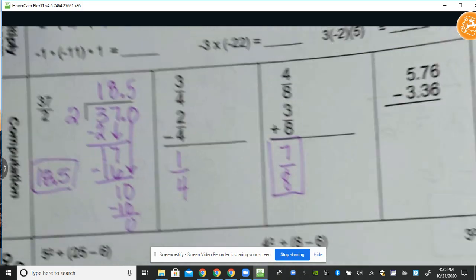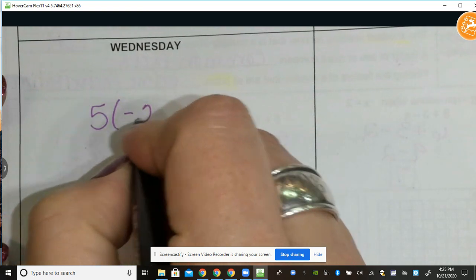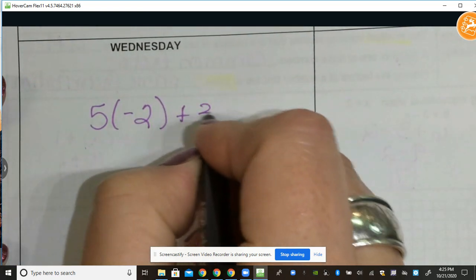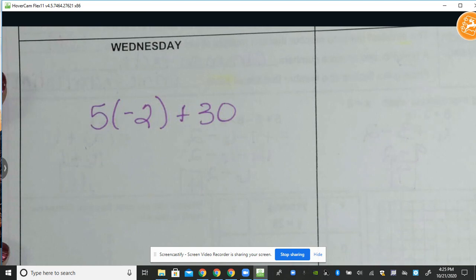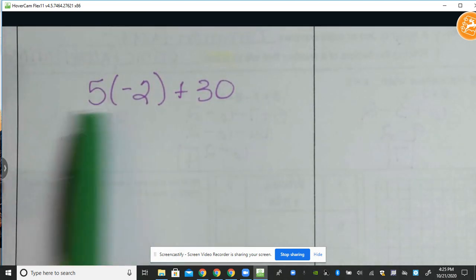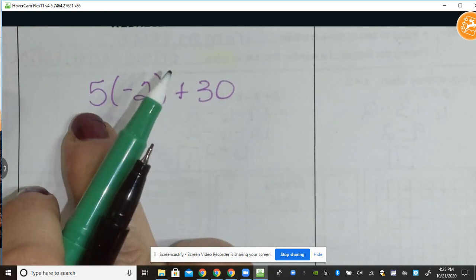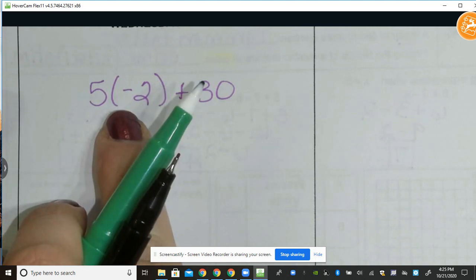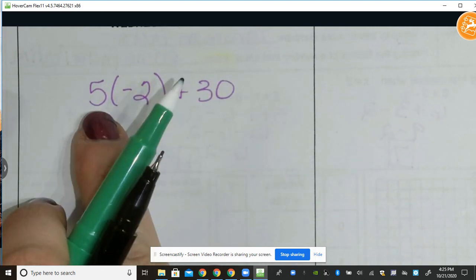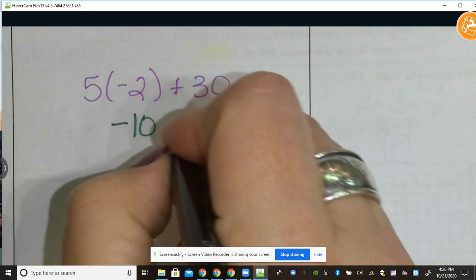Okay, if we flip over to the back, here our QOTD, question of the day, was 5(-2) + 30. All right, so we're going to solve this one. And one thing that tripped up some people is when they see this, they did subtraction, which you do not. A number next to the parentheses with a number in it represents multiplication. So 5 times -2 gives me a -10 plus 30.